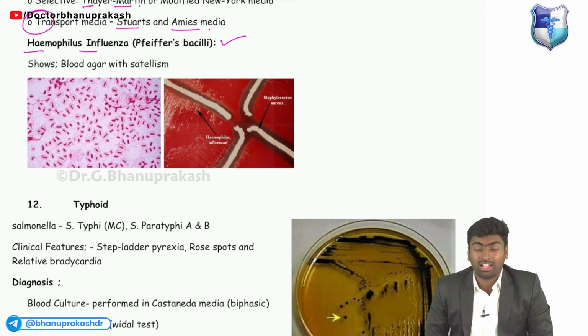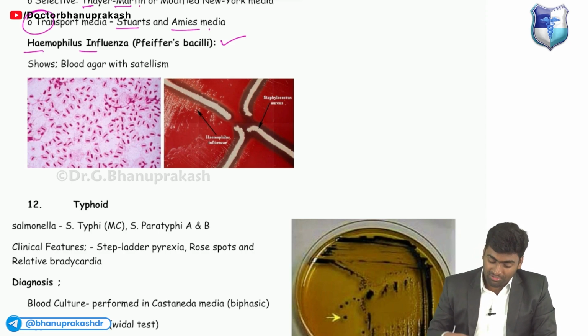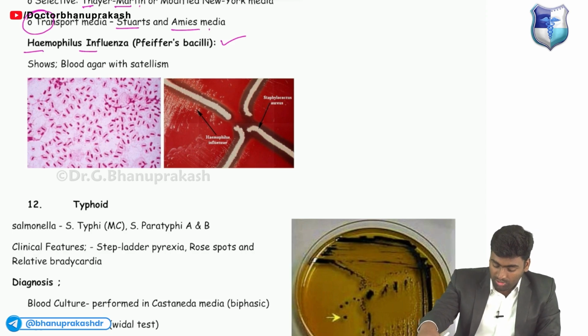Streptococcus pyogenes. Good. Then where will you use Cary-Blair media or VR media as a transport media? You will use it in the case of Vibrio cholerae. Good Dr. Anjali, good Dr. Harsh, good Dr. Parul. Good, well.